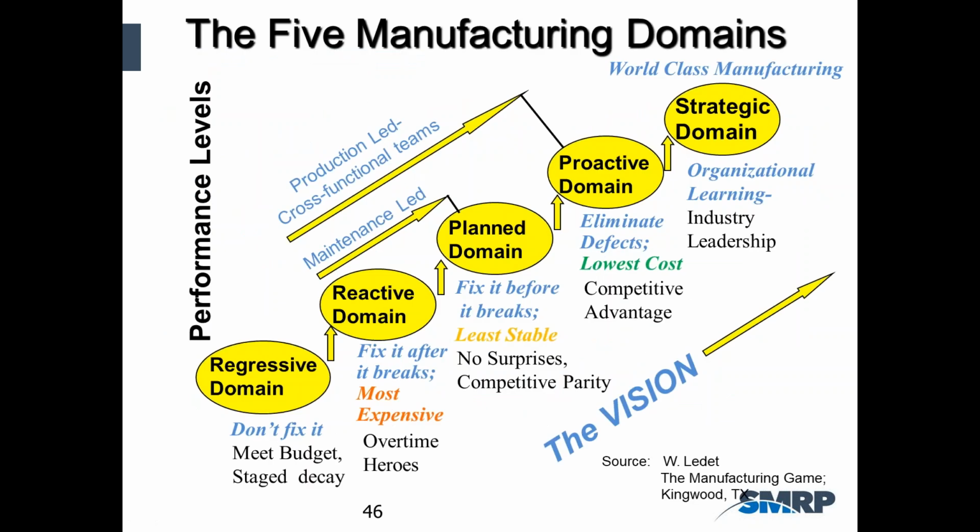Now, here's a chart, a graphic put together by Winston LeDay, ex-DuPonter, led the manufacturing game. He talks about different performance levels, or different domains rather, for certain performance levels. Regressive, well, you're going out of business. The reactive domain, you can go from a reactive domain to a planned domain by being maintenance led, and you'll get some improvement in performance. In fact, Charlie Bailey did that. Unfortunately, the planned domain is the least stable. Why is that? Well, maintenance leads it, maintenance owns it.